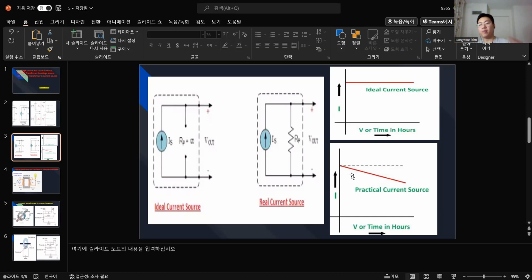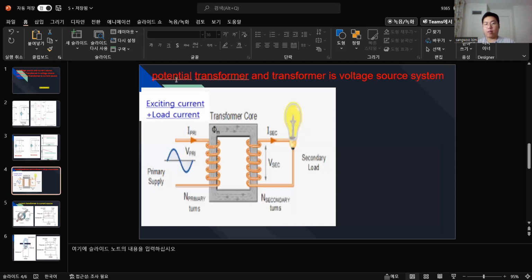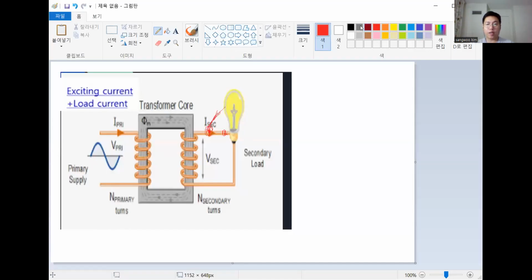Okay, from now it's important. Let's see more. Look at that. A potential transformer is a voltage source system. I will explain why it's a voltage source system. Let's look at it. Okay, look, guys. So here's the voltage power source.